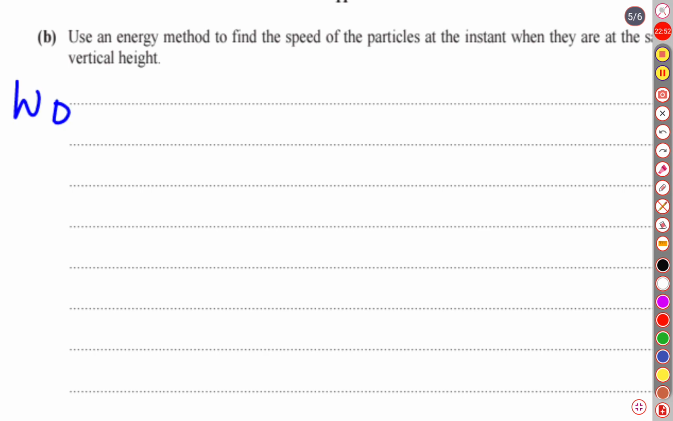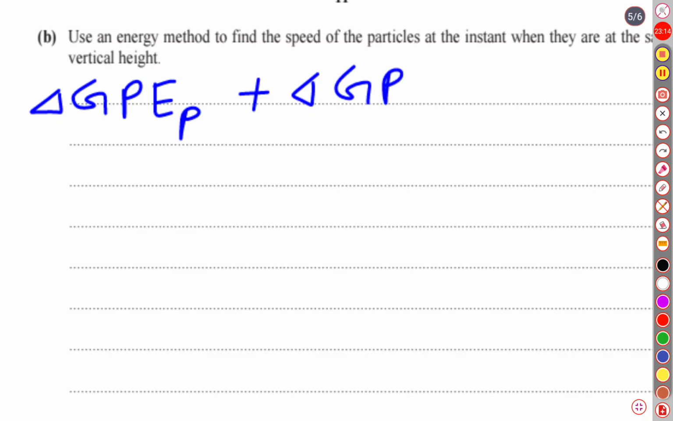No, before that, I think we should find the component of them. Let us find the change in GPE of particle P. So let us find change in GPE: change in GPE of particle P plus change in GPE of particle Q. For P, we know the formula of change in gravitational potential energy is mgh.